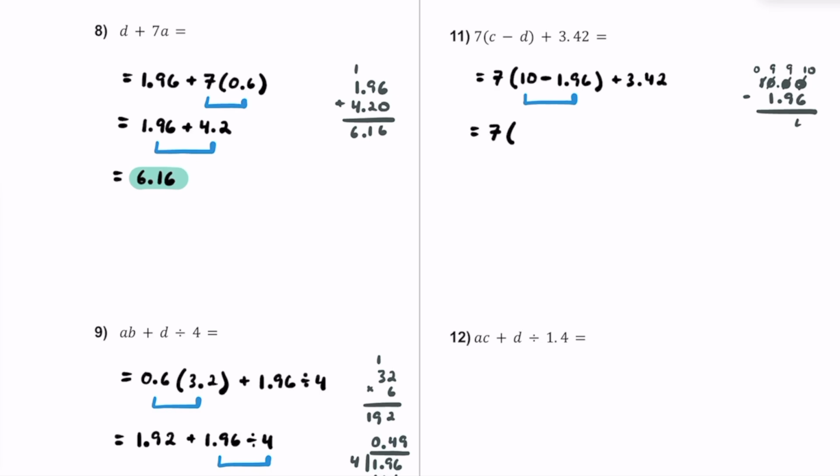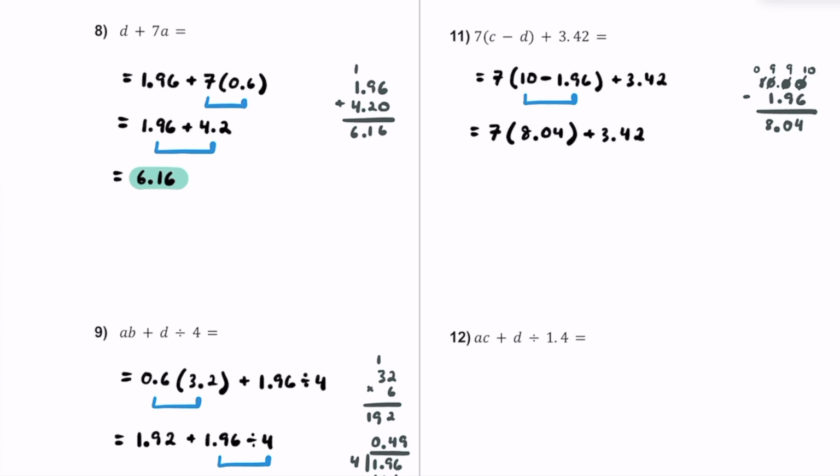10 minus 6 is going to be 4. 9 minus 9 is 0. 9 minus 1 is going to be an 8. And we need a decimal right here. Just bring it straight down, right? So this is going to be 8.04. And we're going to add on 3.42 afterwards.